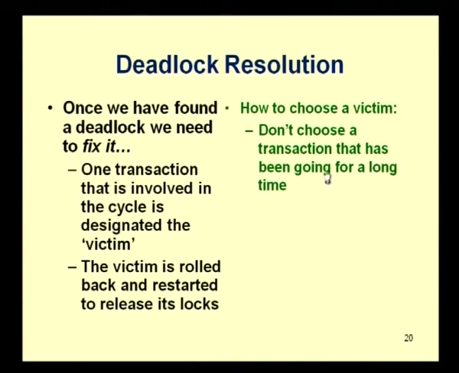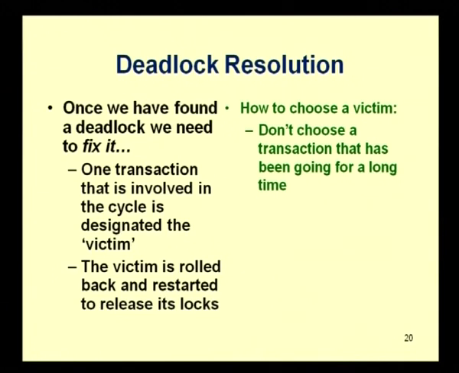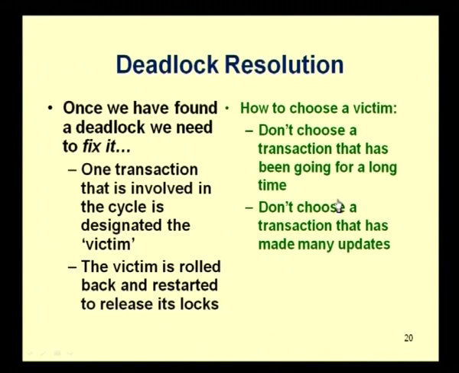Here, do not choose a transaction that has been going for a long time. Suppose one is on its 30th operation and one is on its 3rd operation, then do not choose the one that has been going on for a long time; choose the one that has been going on for a shorter time. And do not choose a transaction that has many updates. If you choose a transaction that has many updates, everything has to be rolled back.